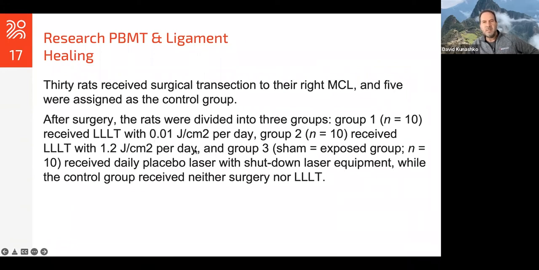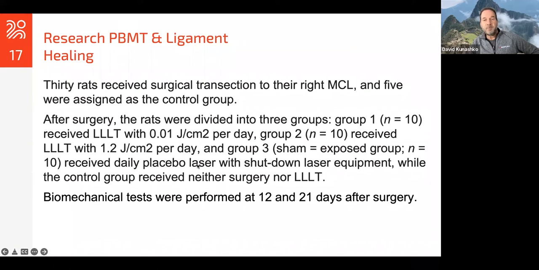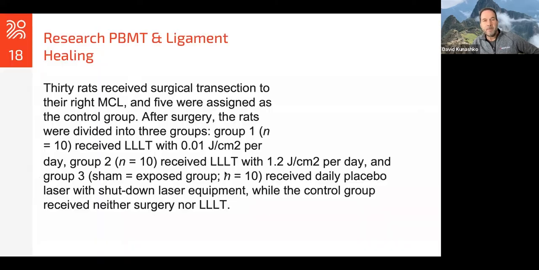I don't see the wavelength. Yeah, I think it was red, but I'll have to double check that. Okay, and so some had placebo laser as well. And then they did biomechanical tests at 12 days and 21 days after surgery. This is really important because they're tracking to see what's going on as time goes by.